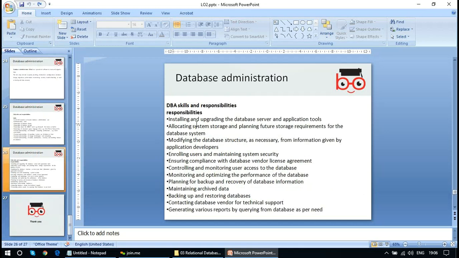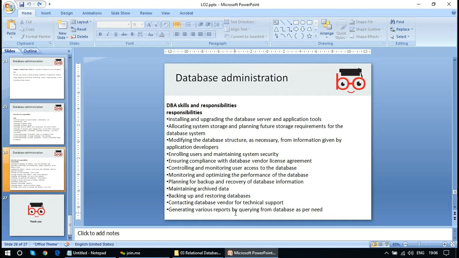Furthermore, responsibilities: installing and upgrading the database server, allocating system storage, modifying the database structure, enrolling users, ensuring compliance with the database vendor license agreement, controlling and monitoring user access, monitoring and optimizing performance, planning for backup and recovery, maintaining archive data, backup and restoring, contacting the database vendor, generating various reports.